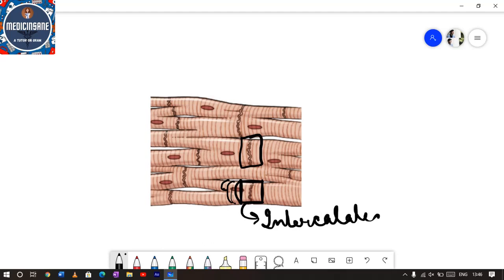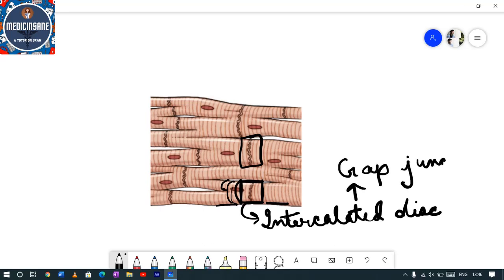Intercalated disc. This is nothing but the fusion of the cell membrane of this myocyte with the adjacent myocyte, right? It is just a cell membrane fusion. Why did this have to occur? Because of this fusion, this intercalated disc acts as a gap junction or a communicating junction.